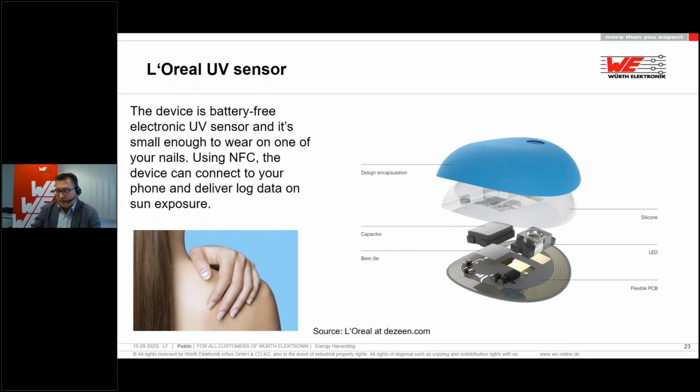And clever guys, L'Oreal, who make cosmetics, make designs of electronics, I never imagined that. They use a UV LED for harvesting. That's the source. Very, very clever guys. So this is one of the interesting things I found on the market already.